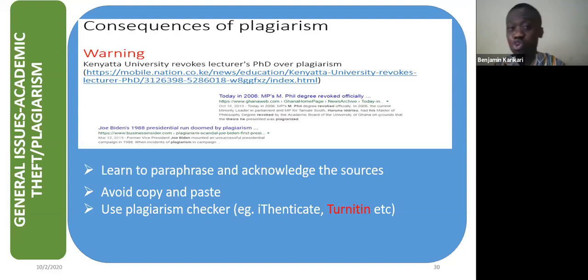Haruna Idrusu. I guess all of you know Haruna Idrusu, minority leader in parliament now. His MPhil was also revoked by Legon because of plagiarism. There are many more examples. I cannot say all. So you need to pay attention. Don't think that you are being smart over your professor.